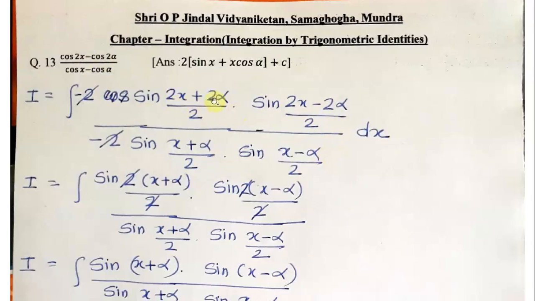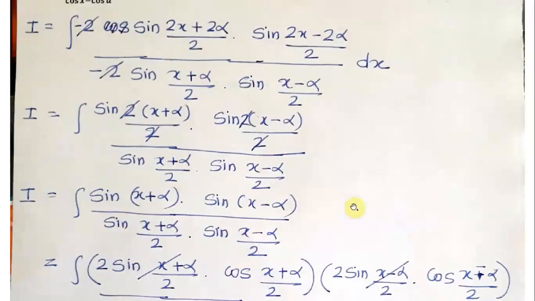Now from here, from the angle, it is a complete angle only. So from here I have taken 2 common and that 2 I have cancelled with the denominator 2. So you can see 2 and 2 are cancelled. And the minus 2 that was coming in the formula is also cancelled. Here also 2 and 2 cancel. So after simplification, I am now getting sine of (x plus alpha), sine of (x minus alpha), and the denominator is coming like that.